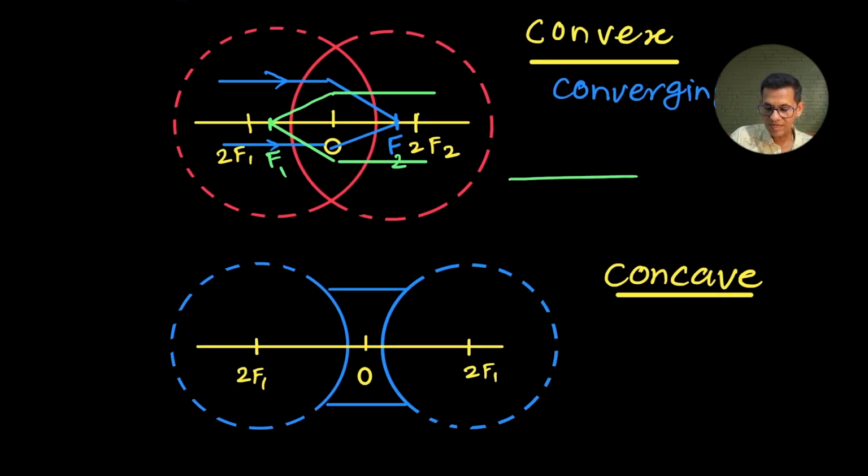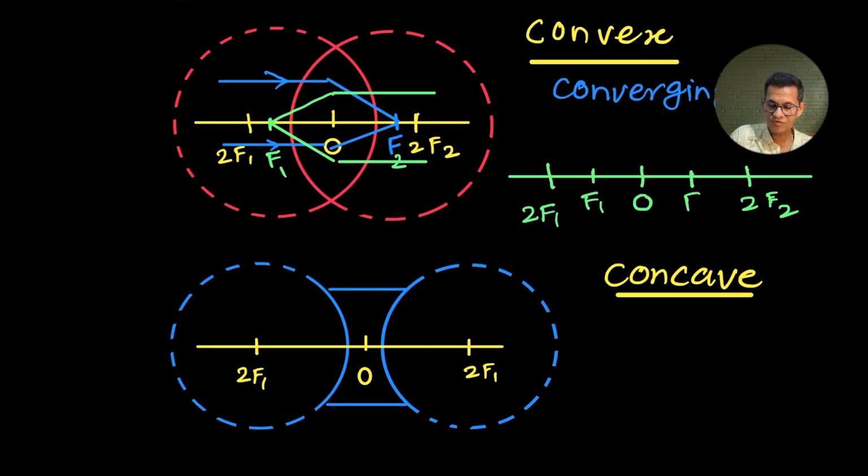So basically, I'm getting 5 different points here. Let me draw that more clearly here. The first point that we saw was the optical center, which is basically the center of the refracting surface of the lens. Then we saw two centers of the spheres, which we named as 2F1 and 2F2. And wherever the light rays are converging, we got two more points between O and center of curvature, and these were named as F1 and F2.